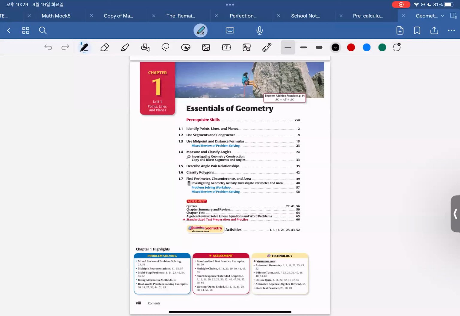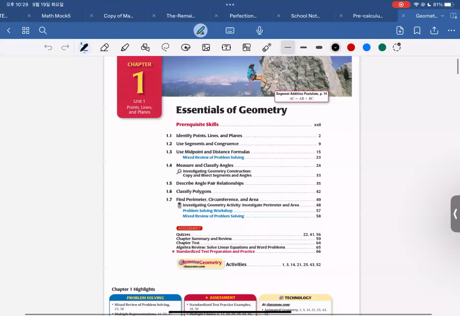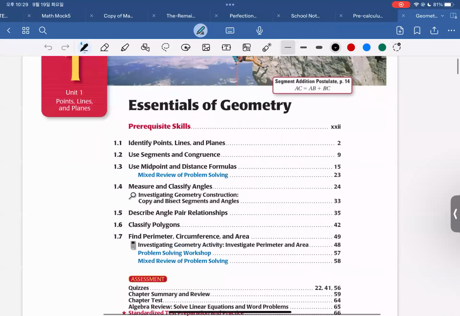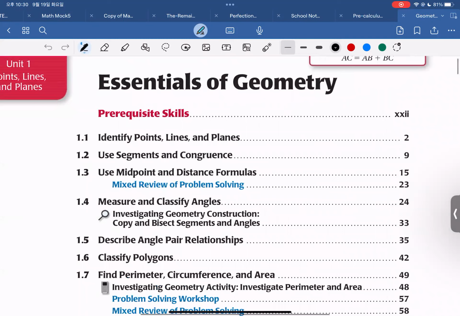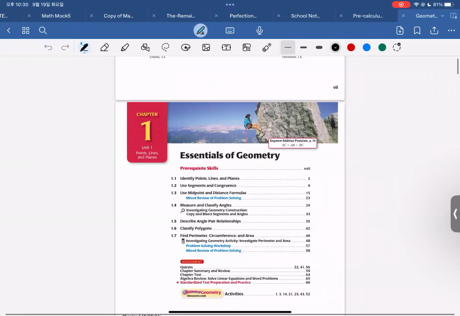Hi guys, so today we're going to look at chapter 1, Essentials of Geometry. And specifically, we're going to look at 1.1 all the way to 1.4. So we'll be looking at identifying points, lines, and planes all the way to measuring and classifying angles. So let's get into it.